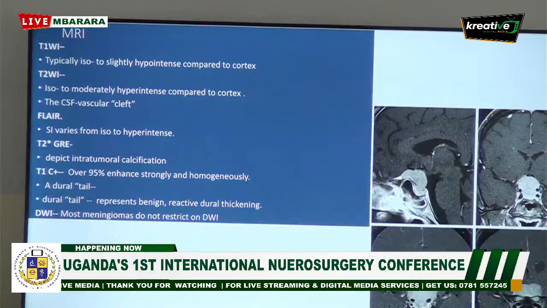On MRI, usually with contrast, they usually have a CSF cleft on the T2 because most of them do not invade the brain parenchyma, so they usually have a good CSF cleavage, which helps in surgery. They do enhance very intensely with a dural tail, which is, again, one of the pathognomonic features of meningiomas.